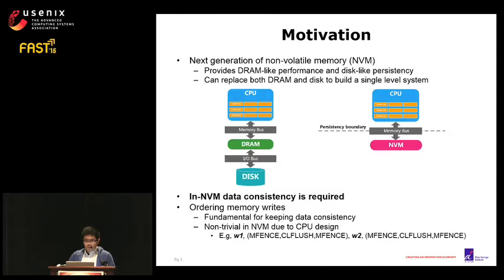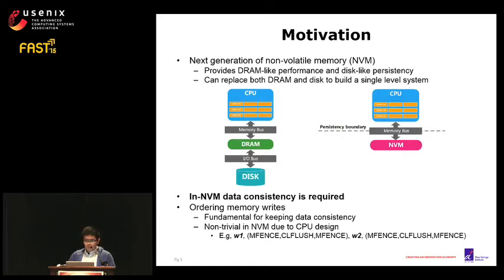Ordered writes are fundamental for keeping data consistency in a pointer-based data structure, such as trees, where data must be written before the pointer pointing to it is written, or in a logging approach where logs must be written before updating the data in place. However, ordering memory writes is not as easy as ordering writes to disk because CPUs are designed for volatile DRAM. Memory writes may not be in the same order as programmed, due to CPU reordering and the CPU cache.